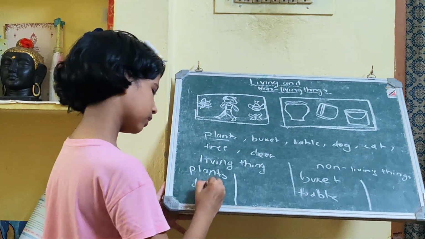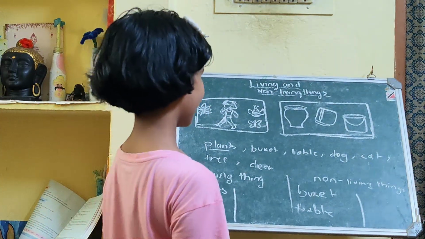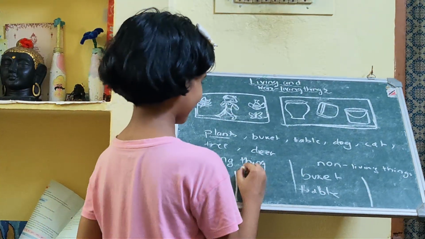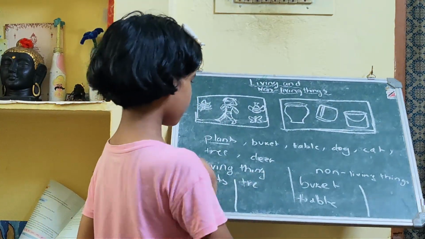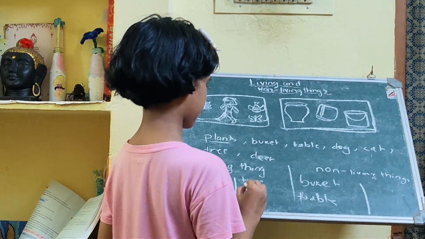Dog goes in the living things. And cat in the living things. Also we have the tree, it is also a living thing. I wrote many living things over here, and very few non-living things.